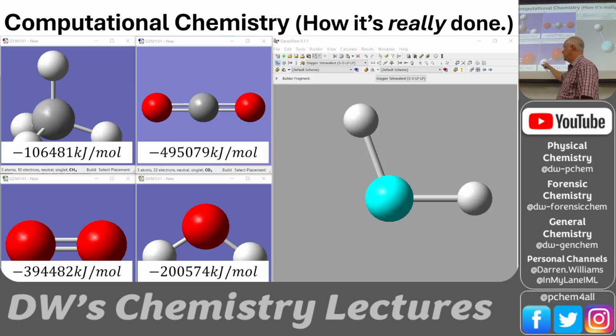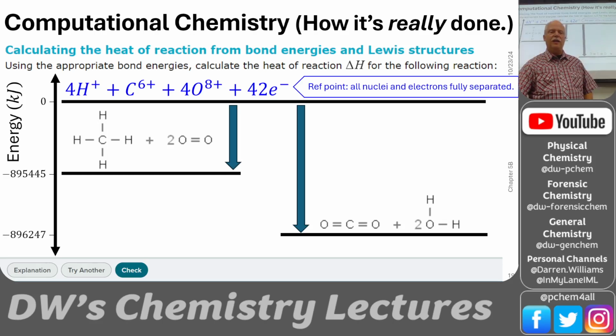Now look at these energies. Negative 394,482 kilojoules. So this is 394 megajoules. It's a hugely negative energy. So something tells me this doesn't have the same reference state as the elements in their standard states or even free atoms, and it doesn't. So this is the actual reference state for computational chemistry. So all nuclei and electrons fully separated.